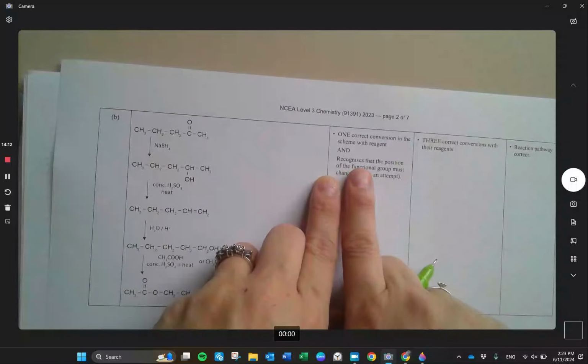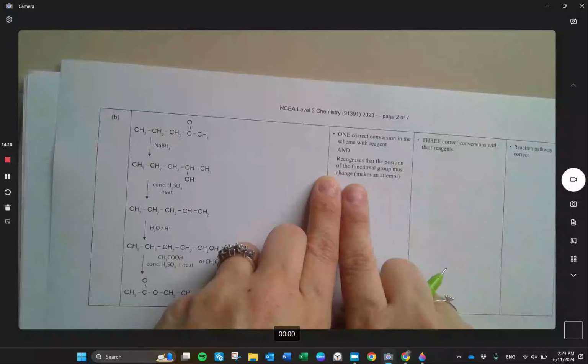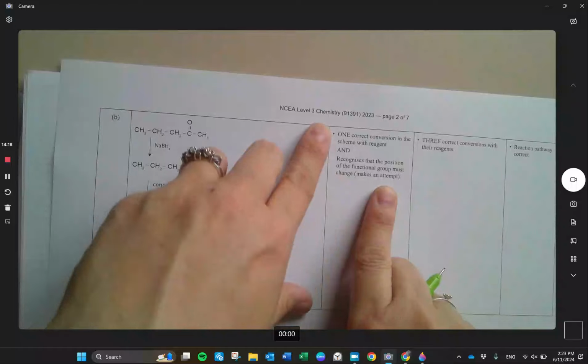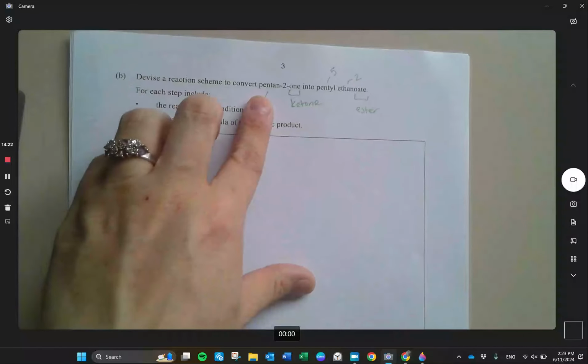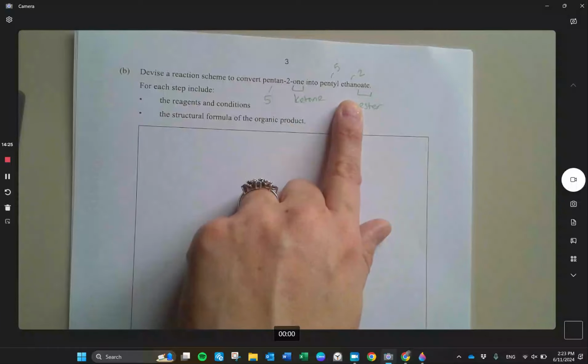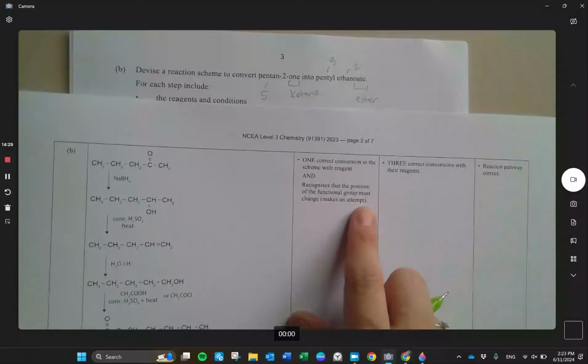And recognizes that the position of the function group must change or makes an attempt at changing it. So that's all you need to do for the achieved. So let's draw out this first molecule to have a look at it. Let's draw out the second molecule, and we can then think about, okay, what are the steps I can show? So it doesn't matter which step it is. Any of these steps in the scheme can work.